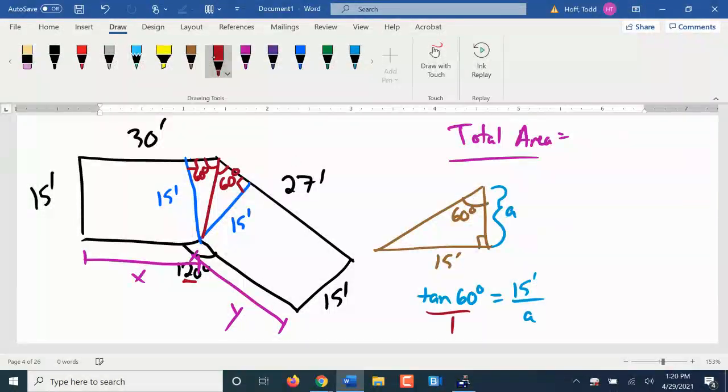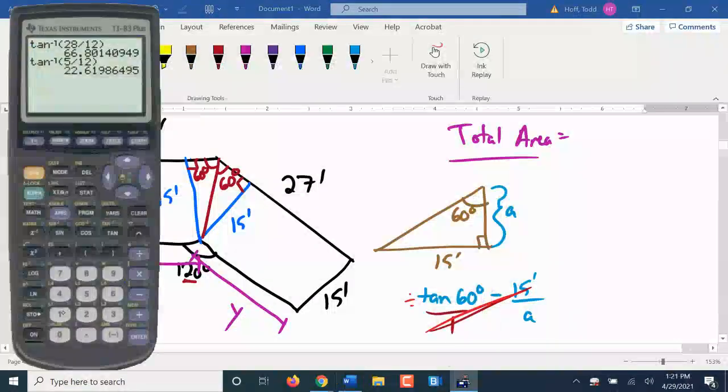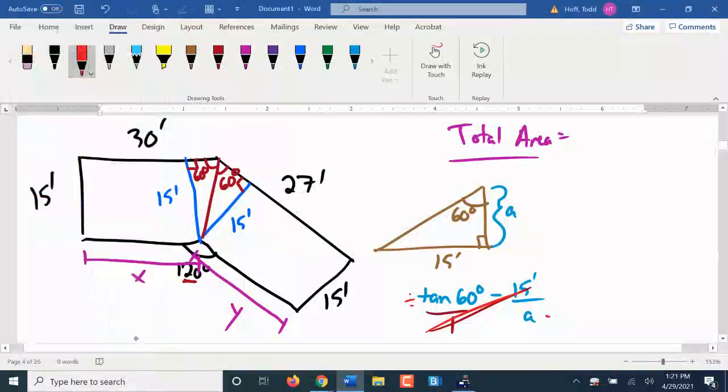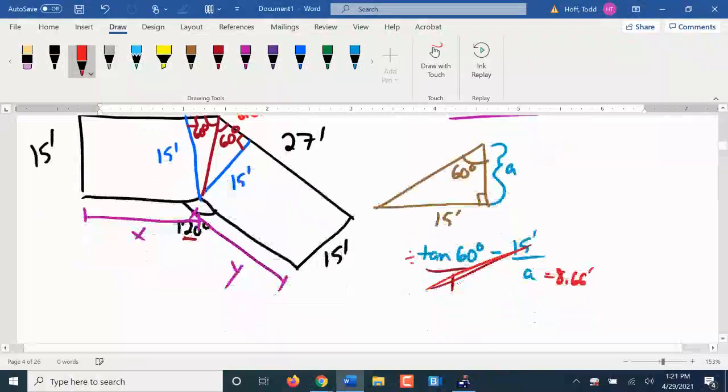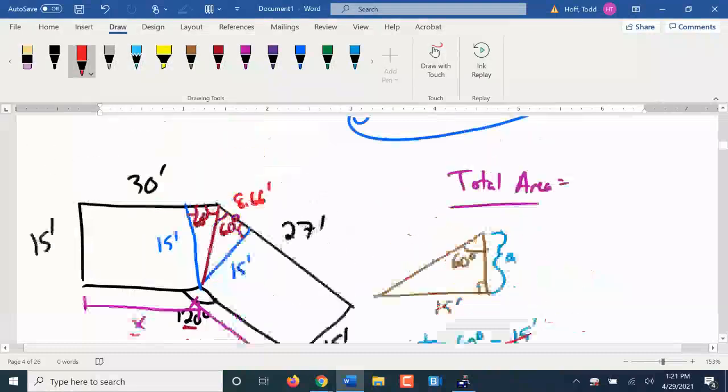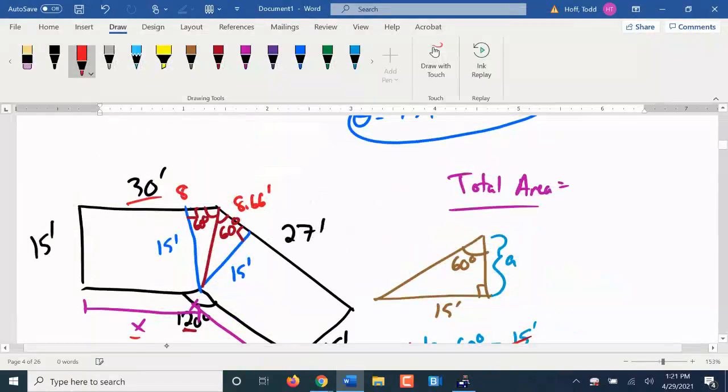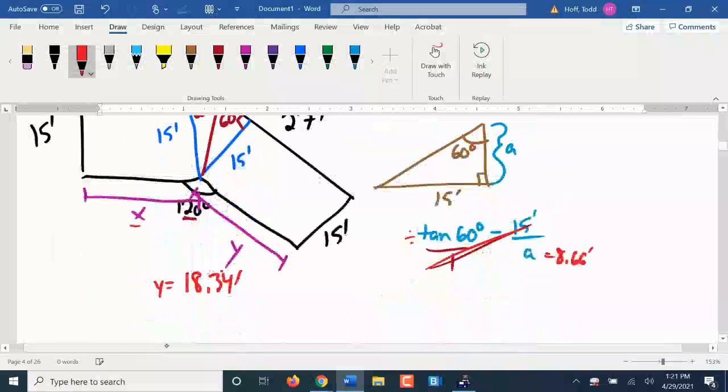So we'll put this over 1, and we will cross multiply and divide. So 1 times 15 is 15, divided by the tangent of 60 degrees, giving us 8.66. So this is 8.66 feet. Y is 27 minus 8.66, which is 18.34 feet. X is 30 here, minus the 8.66, because this will also be 8.66 feet. 30 minus 8.66 gives us X is 21.34 feet. So we've got X and Y.